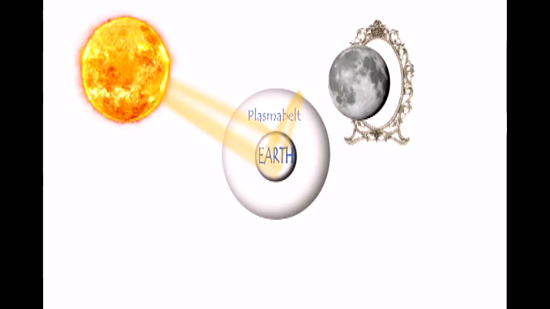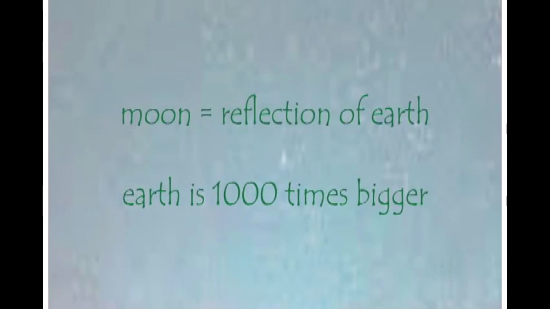What do you mean the moon is the reflection of Earth? What do you mean? Where are all the rivers and the forests? Yeah, but let's suggest that Earth is 1,000 times bigger than we are told. Then the moon is a reflection of a gigantic big Earth.